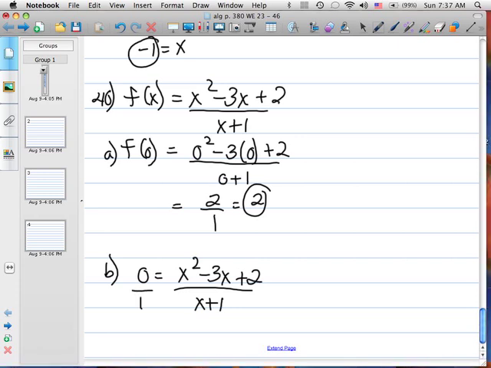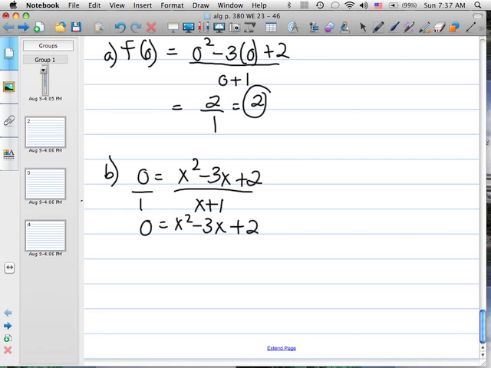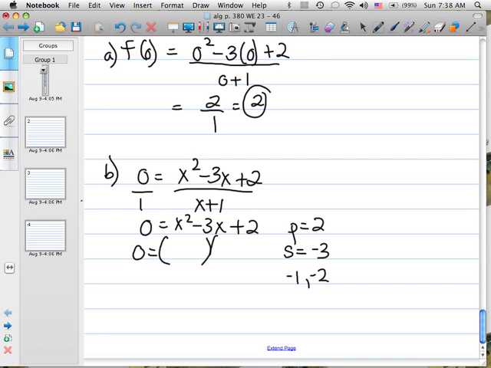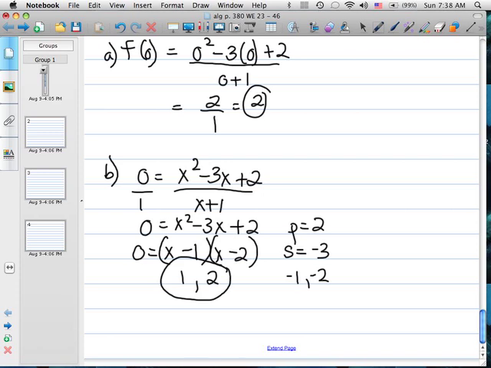And if we use cross products, 0 times x plus 1 is 0, and 1 times x squared minus 3x plus 2 is x squared minus 3x plus 2. So again, we have a quadratic, and we have to factor it. The product is 2 and the sum is negative 3. The only factors of 2 are 1 and 2, and they both need to be negative to make a sum of negative 3. So our binomials are x minus 1 and x minus 2. Using the zero product property, 1 makes the first factor 0, and 2 makes the second 0, and those are our solutions.